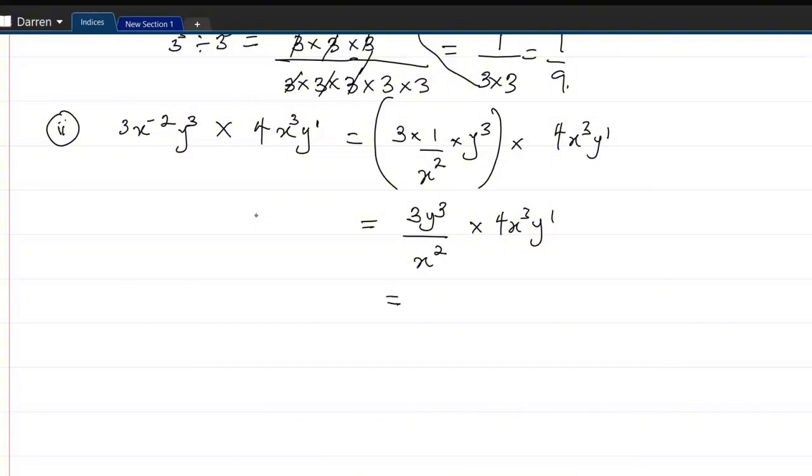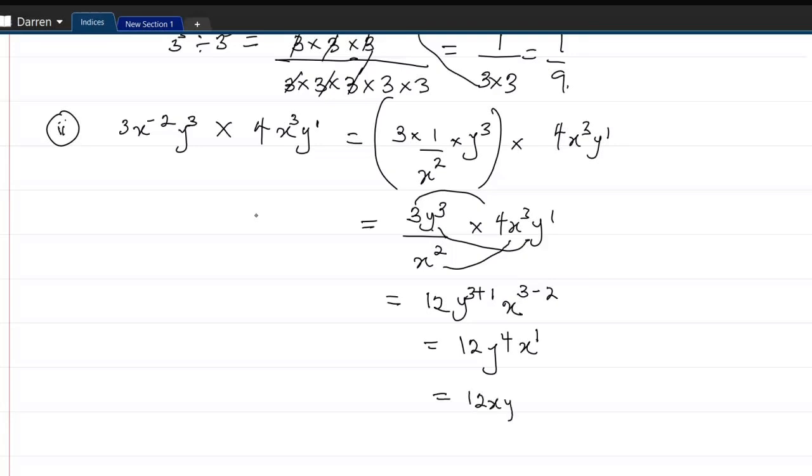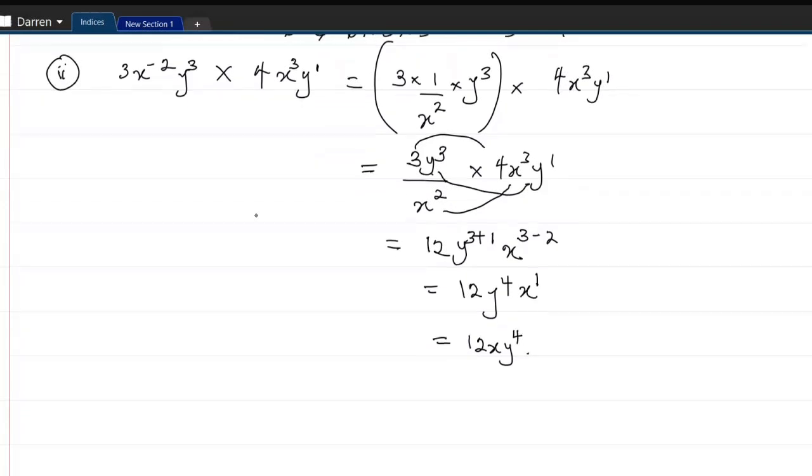Notice here now that I can multiply the ones that look alike. So we can have 3 times 4, they are both constants. So 3 times 4 is going to give you 12. We can have y raised to the power 3 plus 1, because this is y raised to the power 3 times y raised to the power 1. Then we can have x raised to the power of 3 minus 2, because this is now division. So we have 12 y raised to the power of 4 x raised to the power of 1. And that's the same as 12x y raised to the power of 4. Did you notice how simple that was? Let's take one more example and we move to the next law.